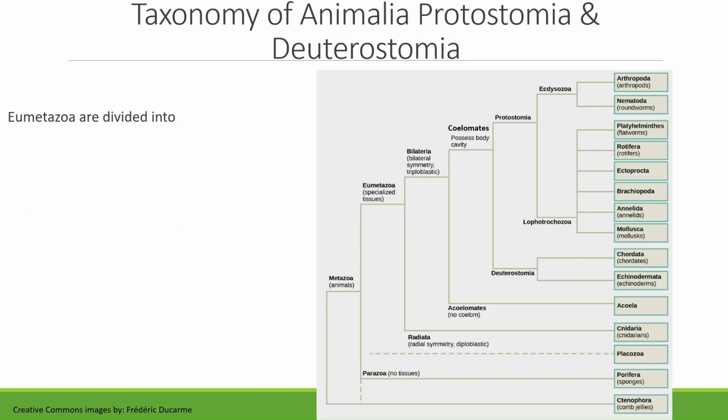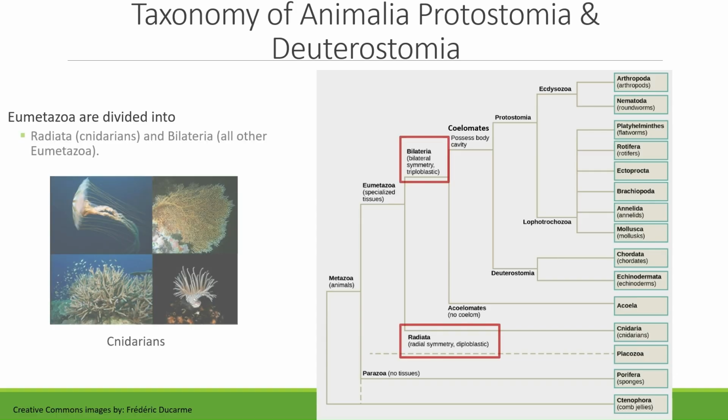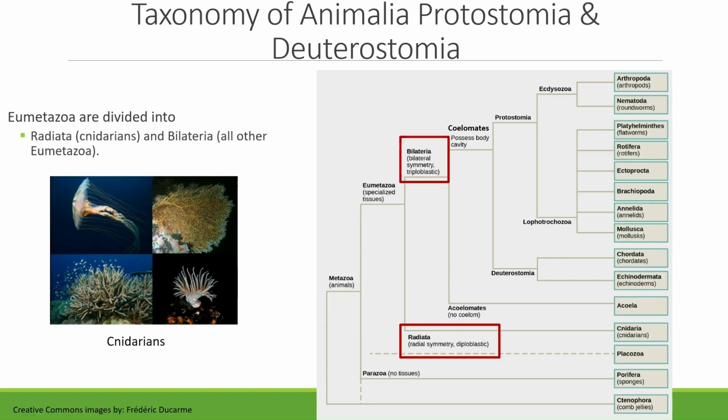Returning to our phylogenetic tree, we can now see how the major clades relate to one another. Eumetazoa can be divided into two broad groups. One includes animals with radial body organizations, such as the cnidarians, and the other includes Bilateria, which possesses bilateral symmetry and three germ layers. Cnidarians remain outside Bilateria, but still within Eumetazoa.